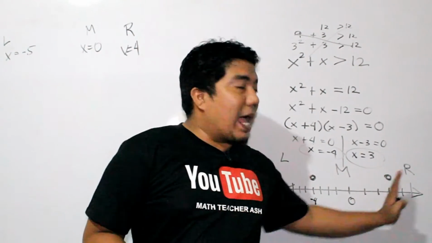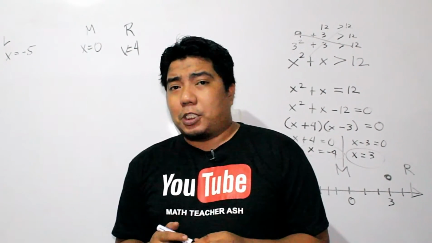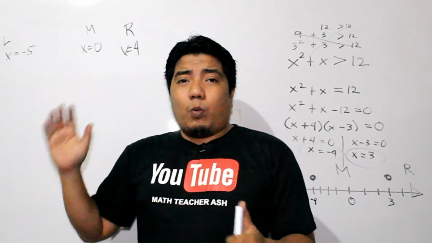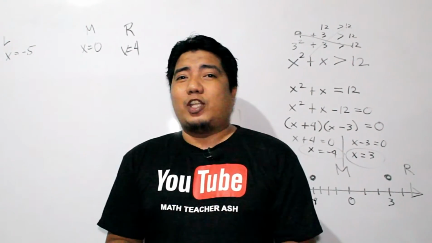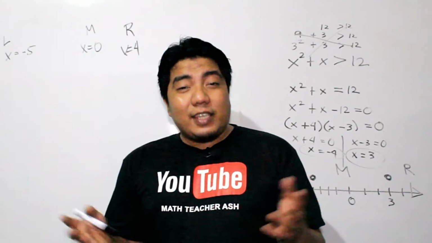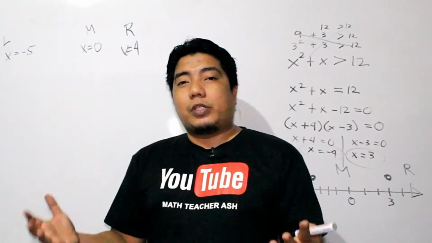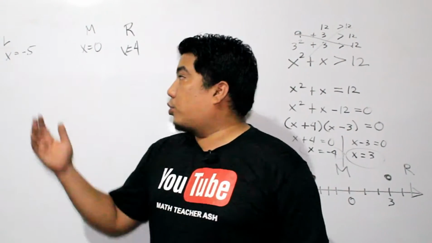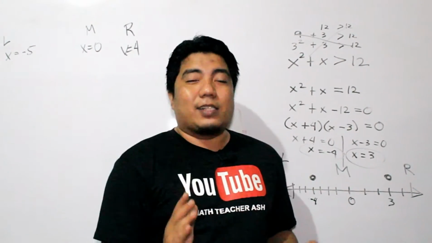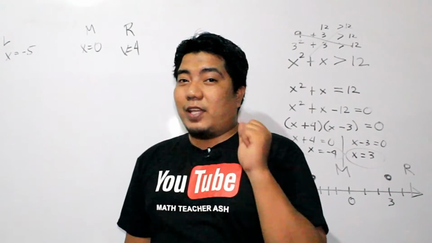Because 4 is after 3, positive 3. Okay. Now, if you want to ask me, Sir Ash, am I the one to put values for this left, right, and middle values? Yes, you are the one who will be choosing what number you want to use to test if this given inequality can satisfy your solution.